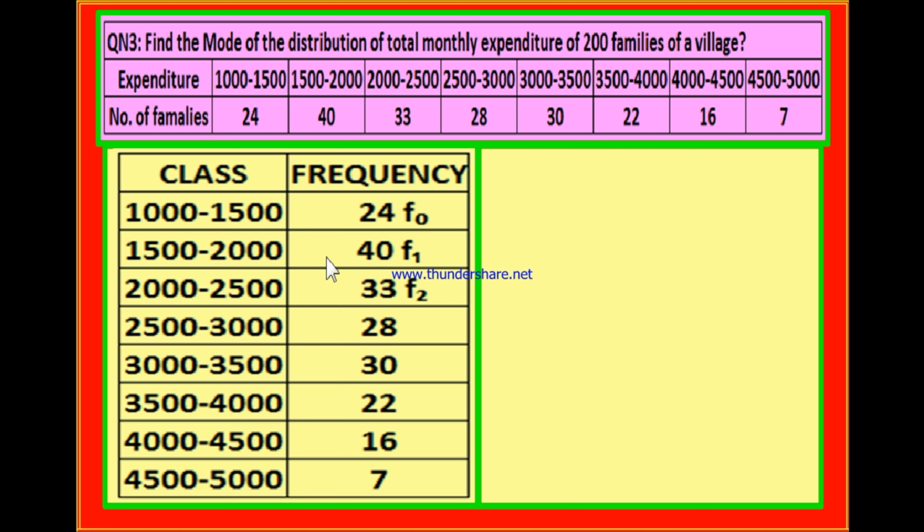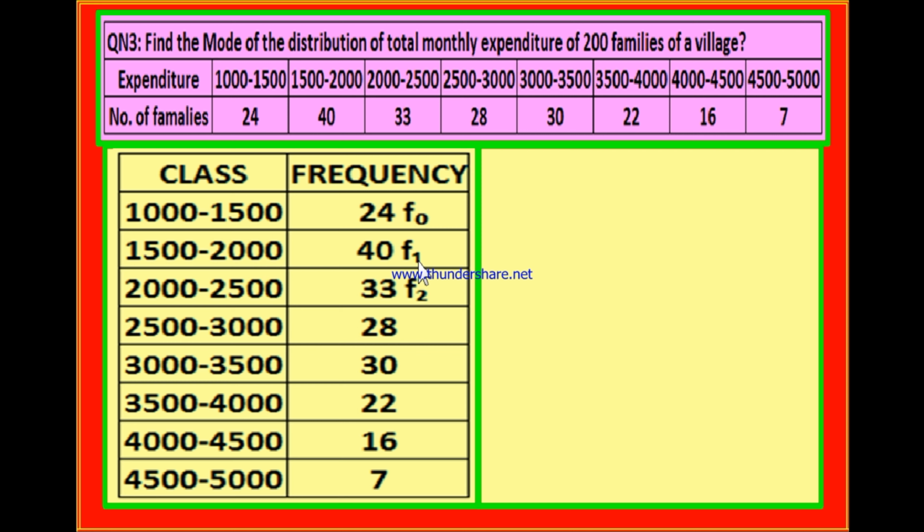Now after drawing this table, you pick up the highest frequency. Among all these frequencies, what is the highest frequency? 40 is the highest frequency. Now the class in which the highest frequency lies is called modal class. You see, this 1500 to 2000 is called modal class. Understood? The class in which the highest frequency lies is called modal class. Therefore 1500 to 2000 is modal class.